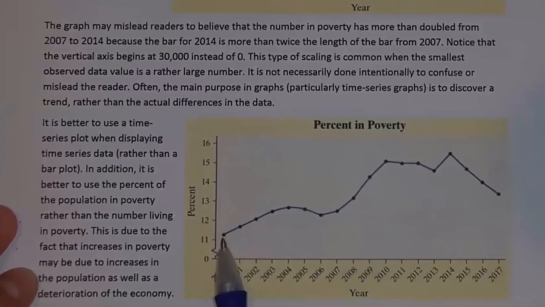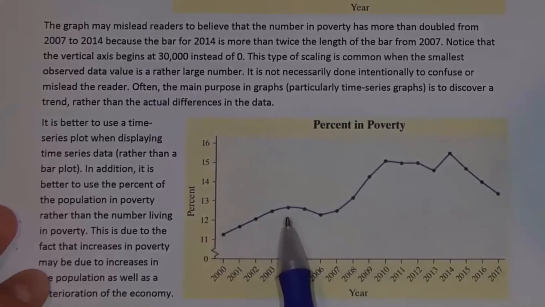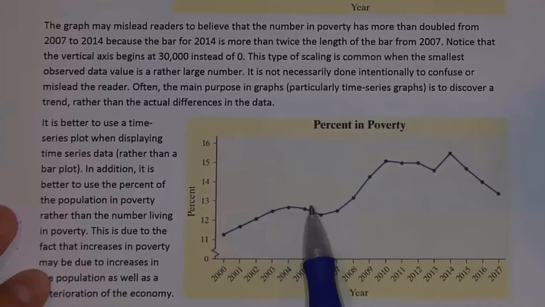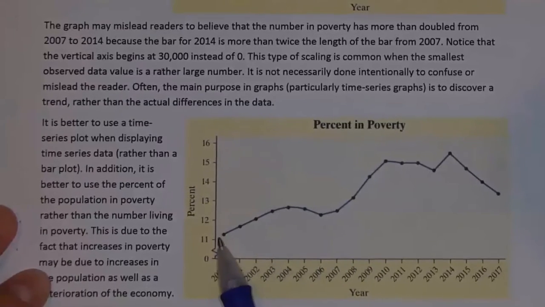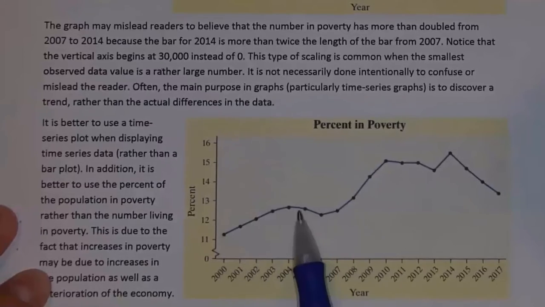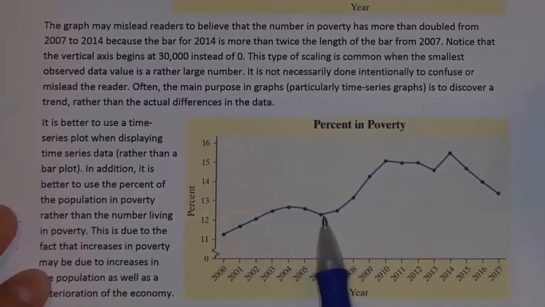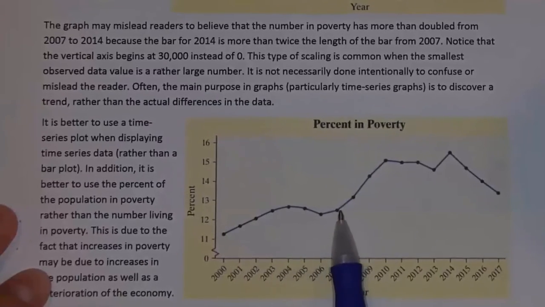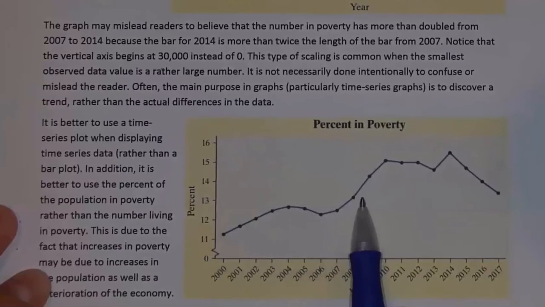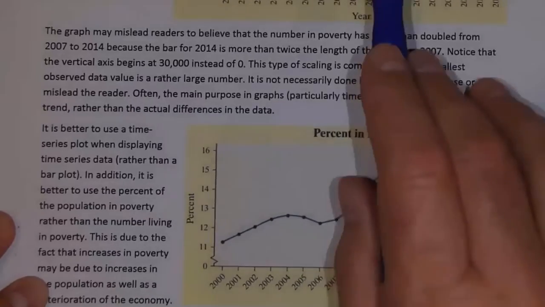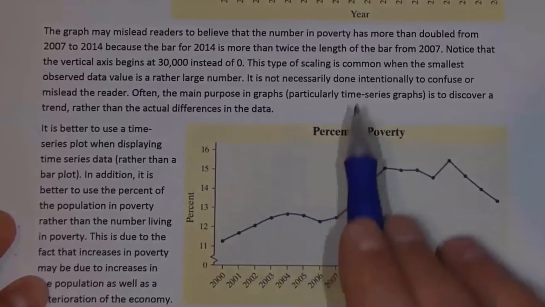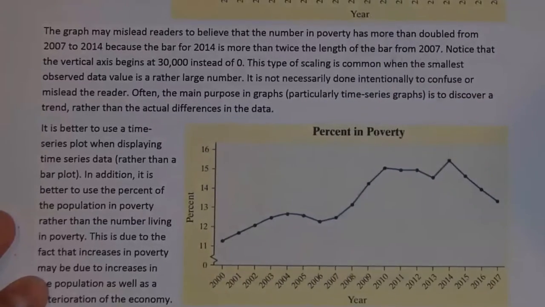So in 2000, a little over 11% of the population was in poverty. It increased in 2001, 2002, 2003, 2004. So the percentages went up, but in 2005, the percentage actually went down a little bit, same in 2006, then back up and so on, which is not as obvious in the bar graph, how much that went down that we were seeing up here.